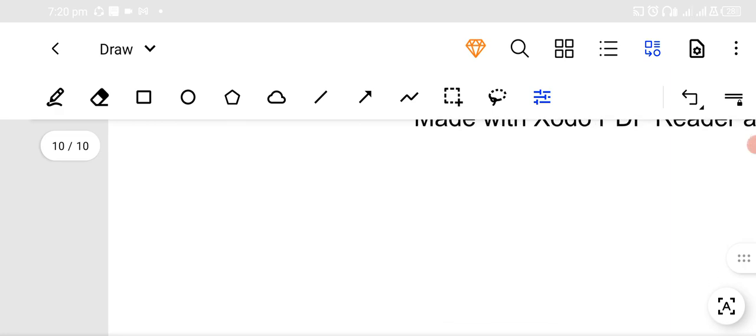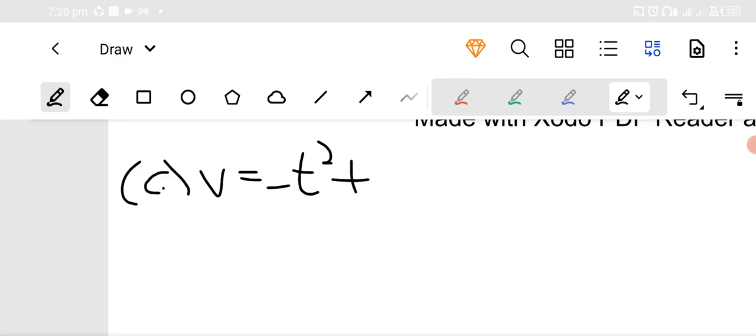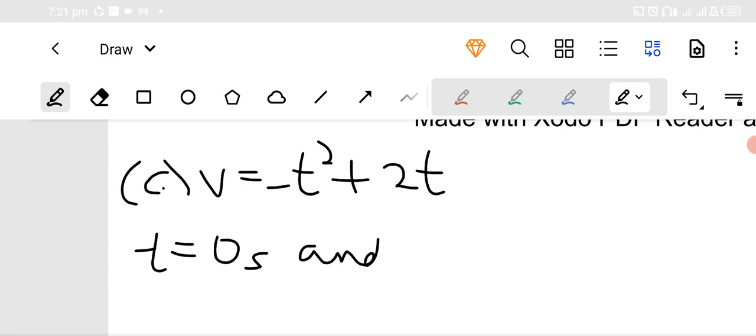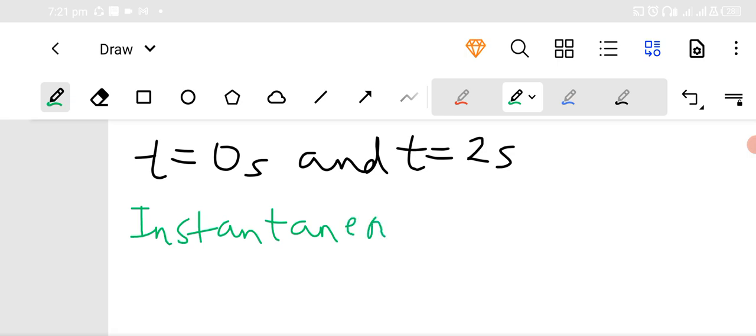So we know that v is equal to negative t squared plus 2t. So at instantaneous rest, it came to instantaneous rest at t is equal to 0 seconds and t is equal to 2 seconds.